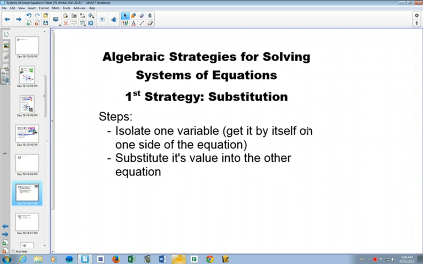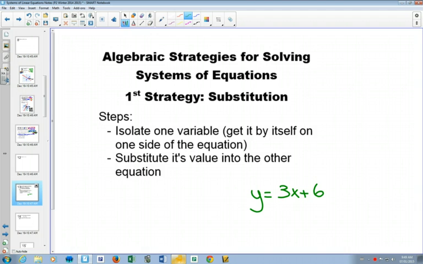The idea for our first algebraic strategy, which is substitution, is we want to get one of the variables by itself. Because if you had an equation like this, y equals 3x plus 6, and I said solve, you'd look at it and be like, well, what do you mean? Because you can't get an answer for this. You can't say, oh, it's 5, right? Because this right now is a line. It's got a whole bunch of answers.